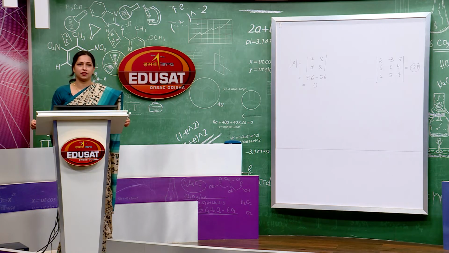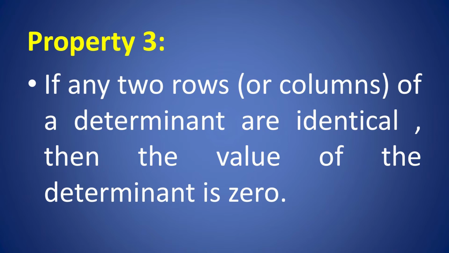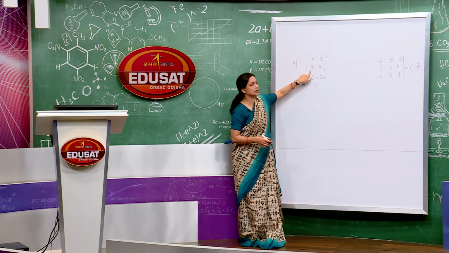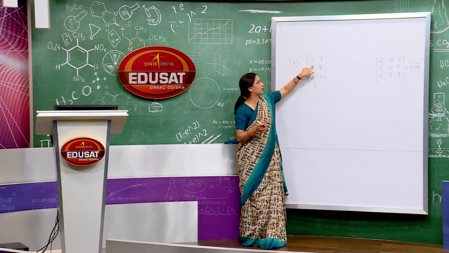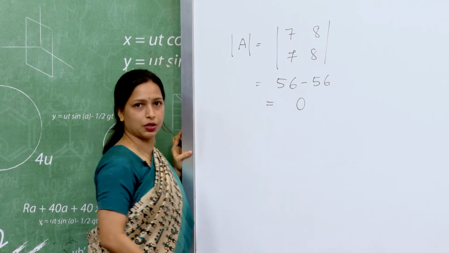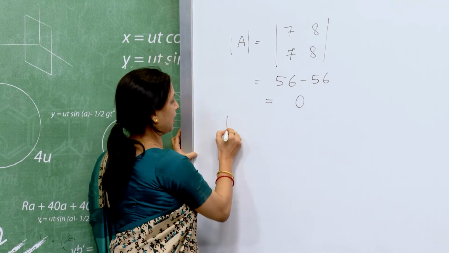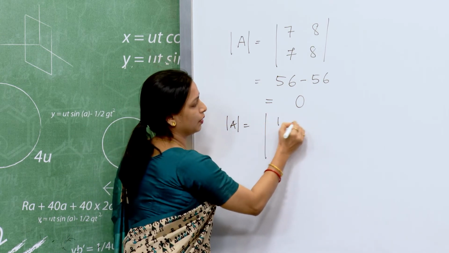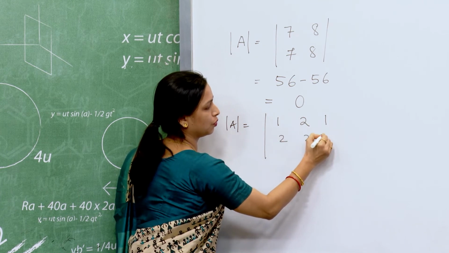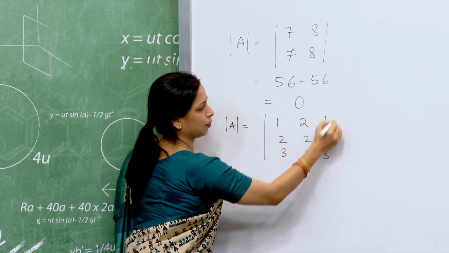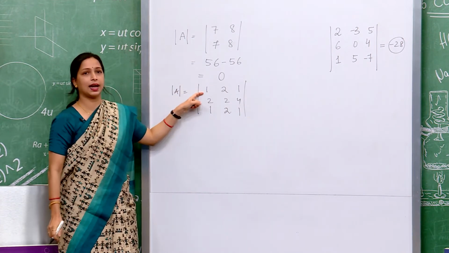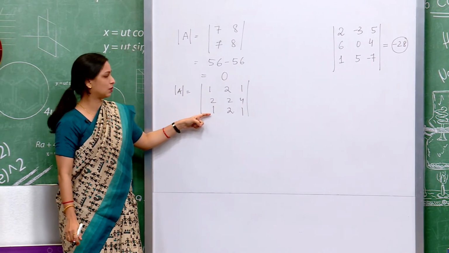So here in property 3, we discussed that if in a determinant any two rows or columns are identical, then the value becomes 0. So I already showed you that in a determinant of order 2, if row 1 is equal to row 2, equal to means the corresponding elements are same, then the resultant is 0. Now, similarly, if I show you with the help of a determinant of order 3, let us say 1, 2, 1, 2, 2, 4, 3, 2, 1, 2, 1, right. So here we can see that row 1 is same as row 3, right.